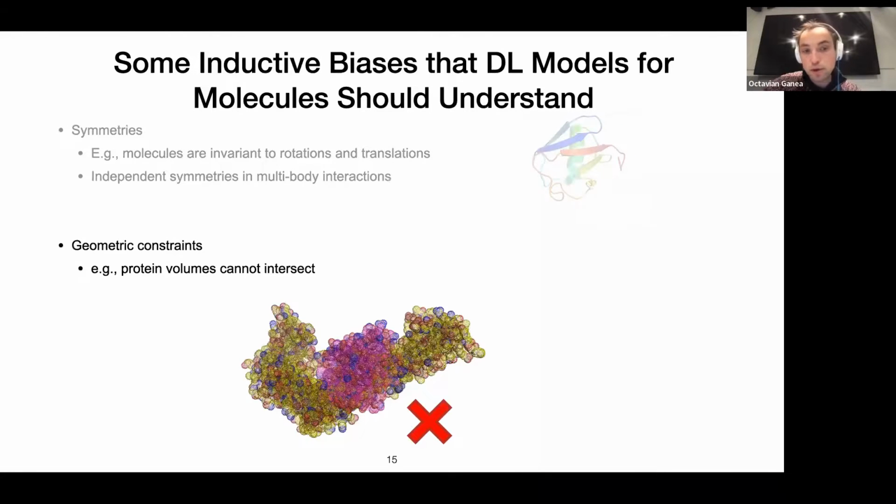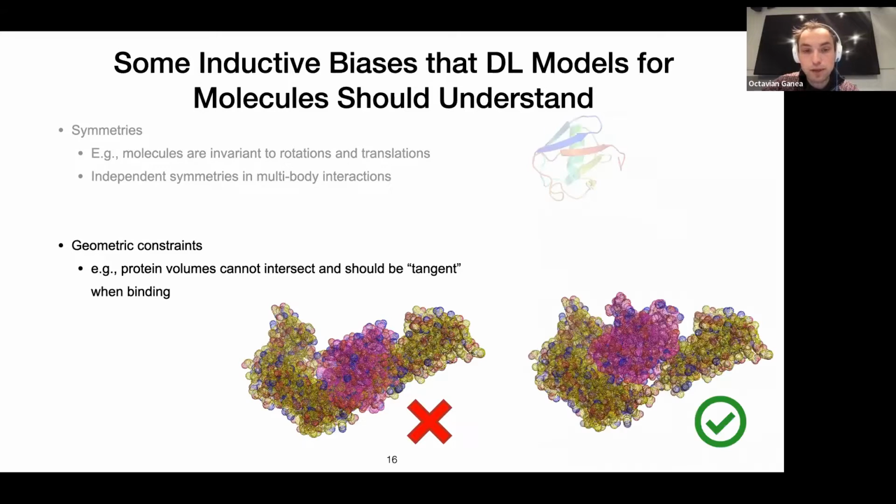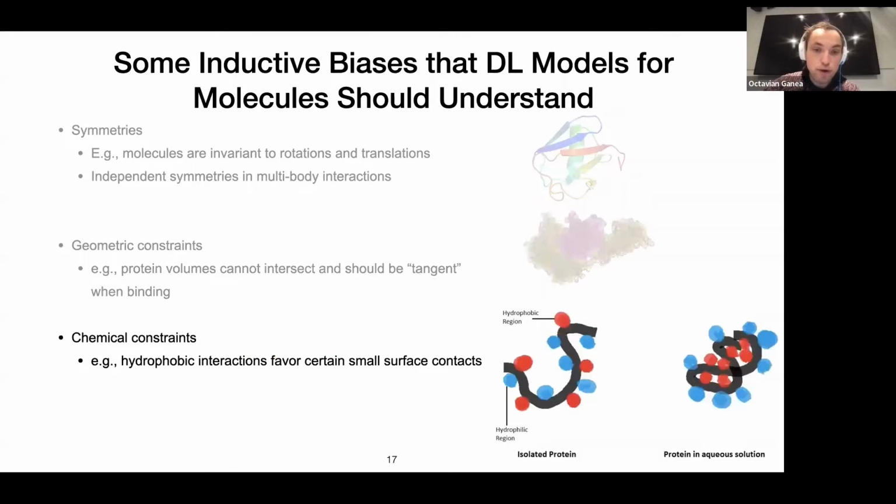We have also geometric constraints. For instance, when we talk about proteins creating a complex, we know that protein volumes cannot intersect. In fact, they should be tangent during binding. So we want to have this constraint.